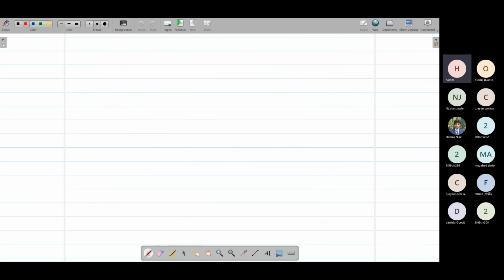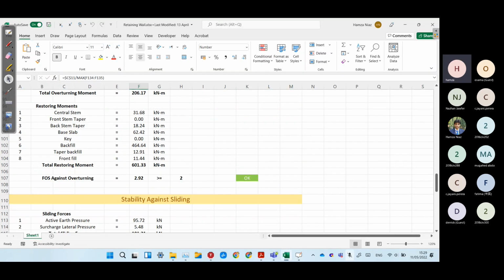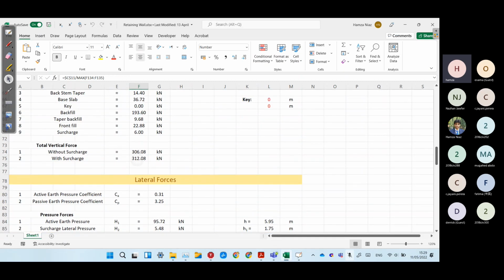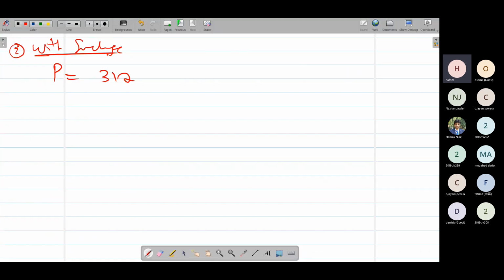After this, the second portion is with surcharge. So we are going to use the same things again. Just the force we are going to use as 312: the force without surcharge and the sum of the surcharge force. So 306 plus 6, that is 312. So our force would be 312.